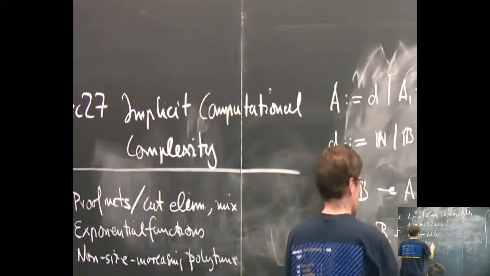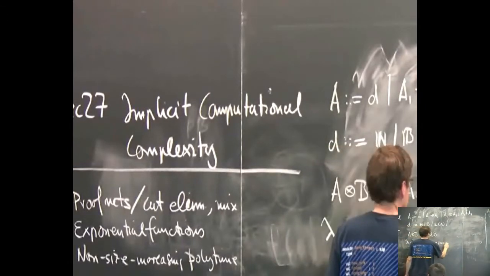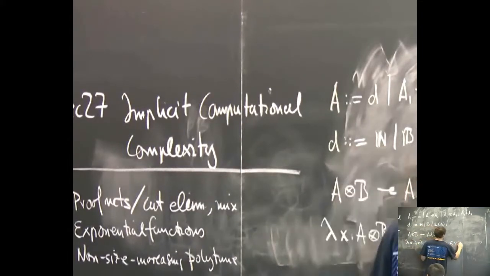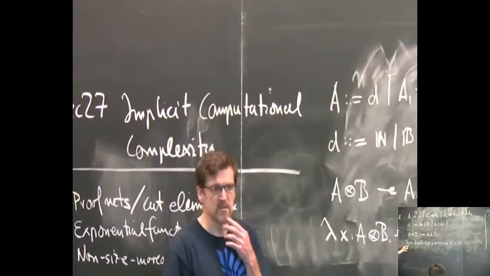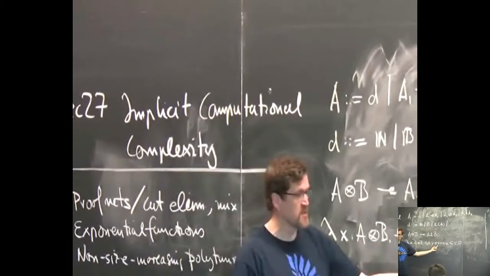Let y tensor z equals x in. And then we have to make a pair. And we'll just put y in the first component and z in the second. Okay. So this is okay because in the linear case, we have to use both y and z in both parts of the pair.